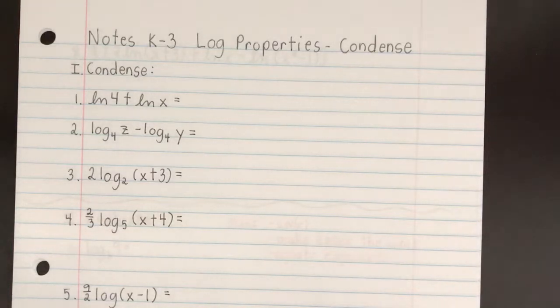We're looking at notes K-3, log properties, condense. So in part 1, we are going to be condensing. So that means to write as a single log. So look at number 1.